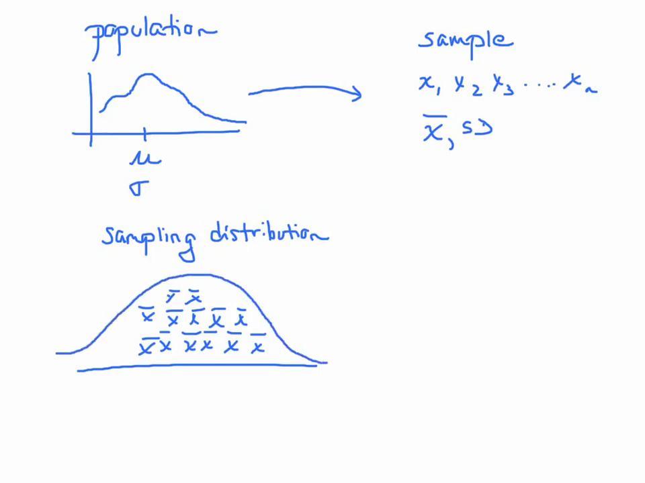And what's amazing is at the center of this normal distribution, in other words, the mean of all our X bars, will be the mean of the original population. And the standard deviation of all our X bars will be the standard deviation of the population divided by the square root of our sample size. And this is a pretty powerful idea because it allows us to see where our individual sample might sit in a collection of many, many samples.